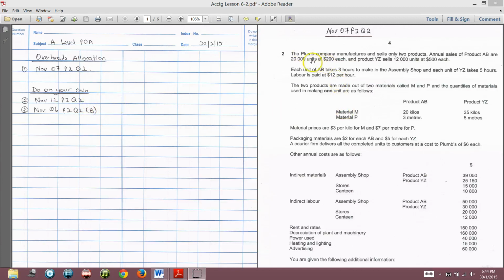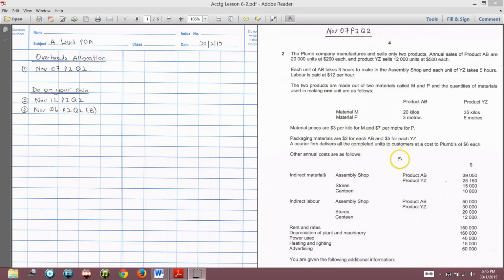Okay, so this question says the Plum company manufactures and sells only two products. Annual sales for product AB are 20,000 units at $200 each, and product YZ sells 12,000 units at $500 each. Each unit of AB takes 3 hours to make in the assembly shop, and each unit of YZ takes 5 hours. Labor is $12 per hour. The two products are made out of two materials, M and P, and the quantity of materials used in making one product is as follows. The material price is $3 per kilo for M.